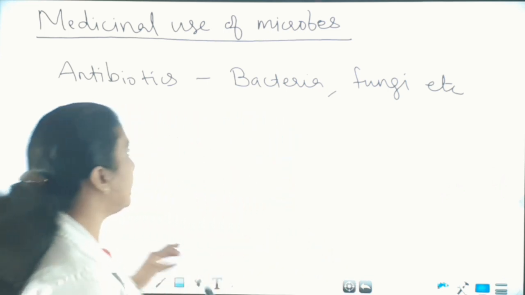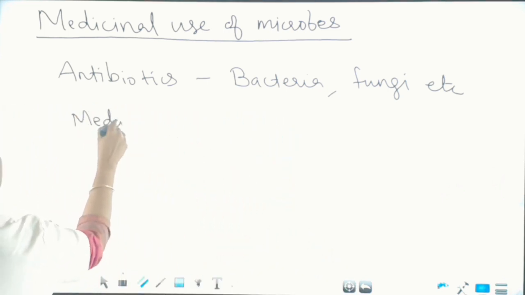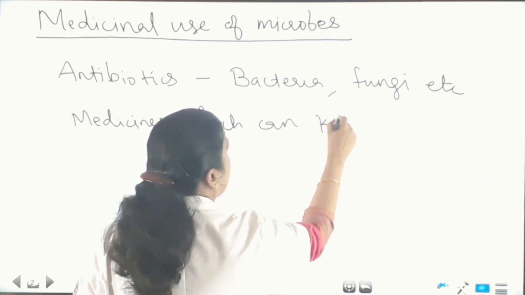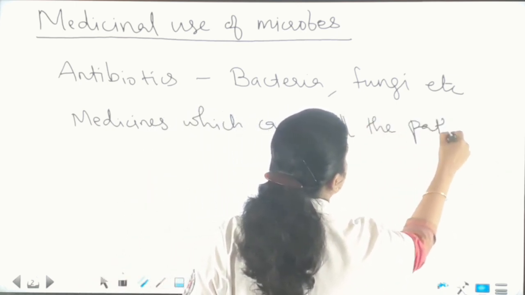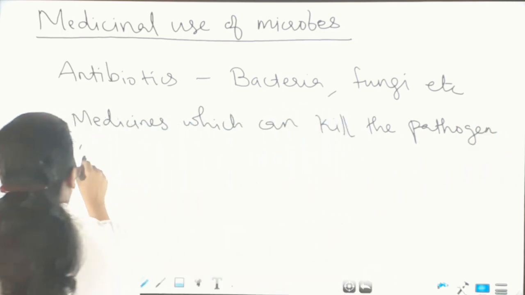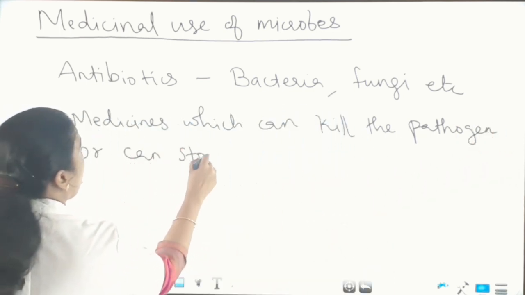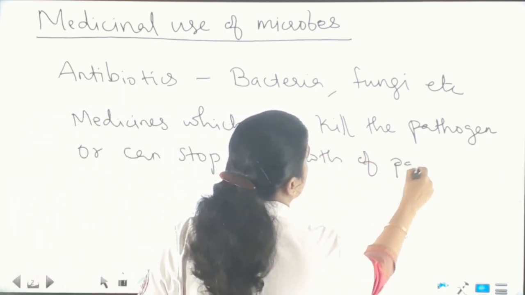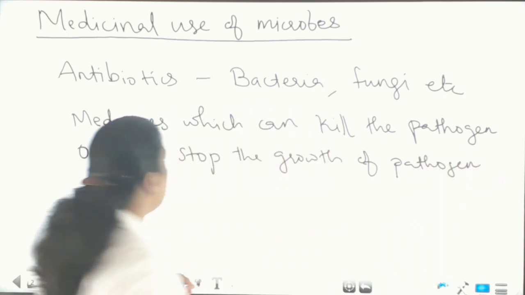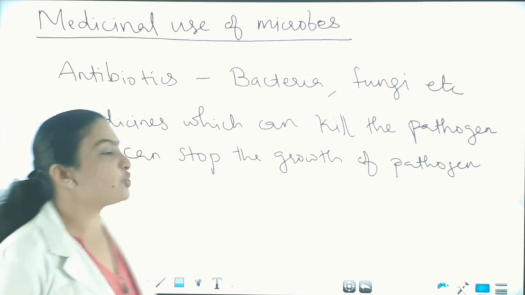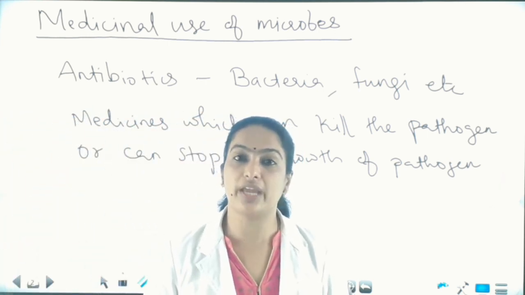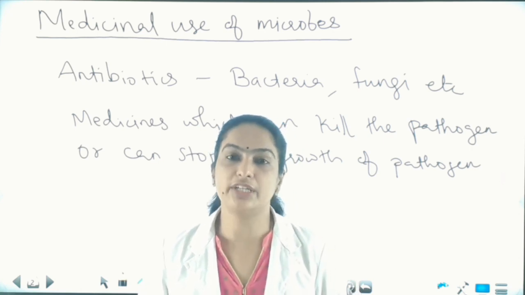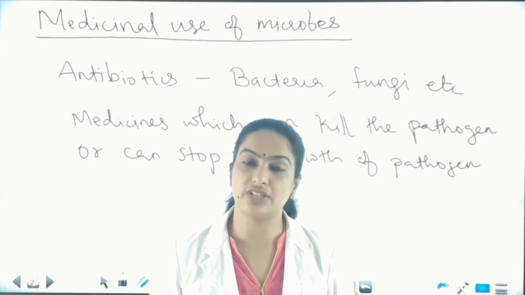So what are antibiotics? The medicines which can kill the pathogen, pathogen meaning disease-causing microbes, or can stop the growth of the pathogen. So antibiotics are medicines used to kill disease-causing microorganisms or stop their growth. The commonly used microbes for the preparation of antibiotics are bacteria, fungi, etc.